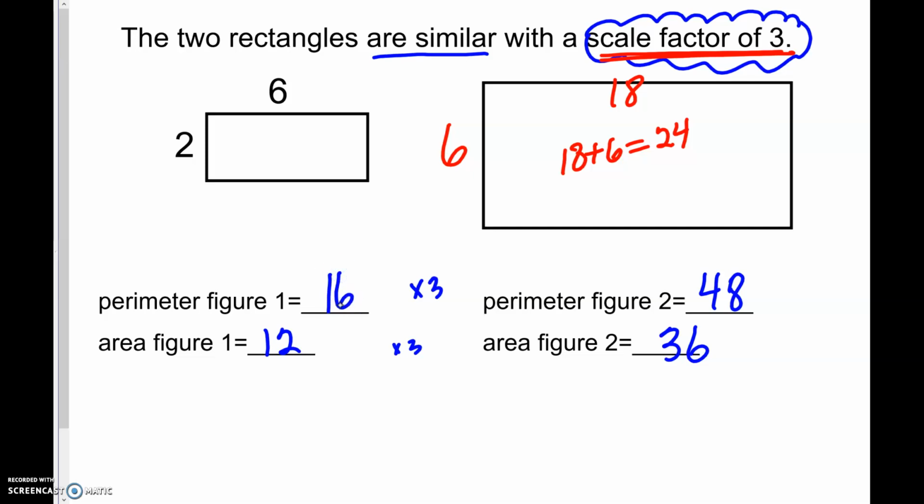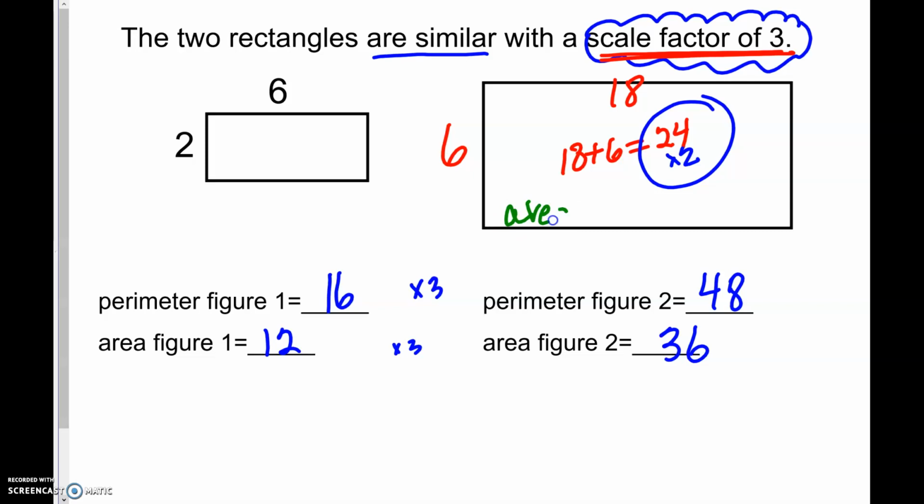And now 16 times 3 is 48. So 18 plus 6 is 24, and 24 times 3 is 72. All right, so now that we have this perimeter is now 24 for that side, multiply it by 2. And we do get 48, which is exactly what we got when we took 16 times 3. Okay, so let's do the area.